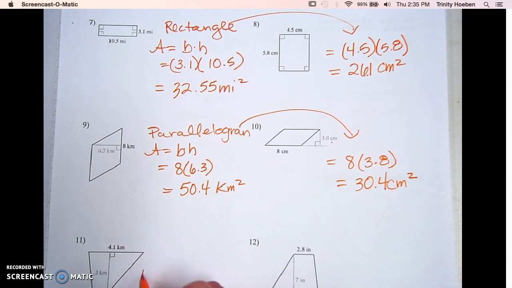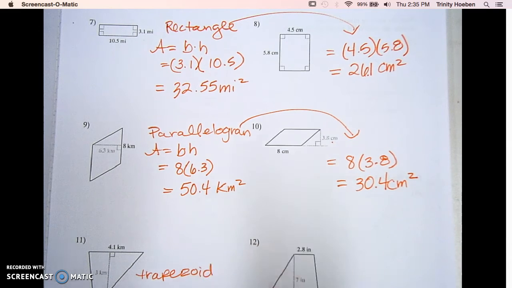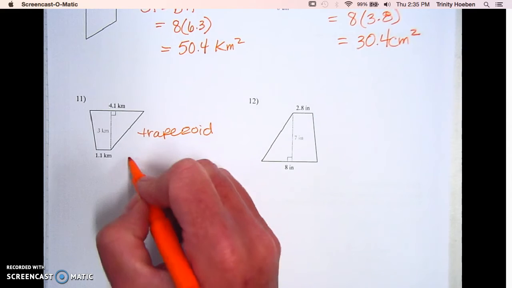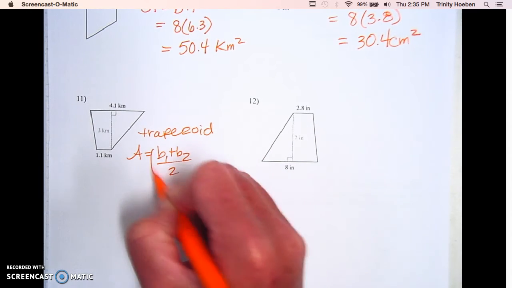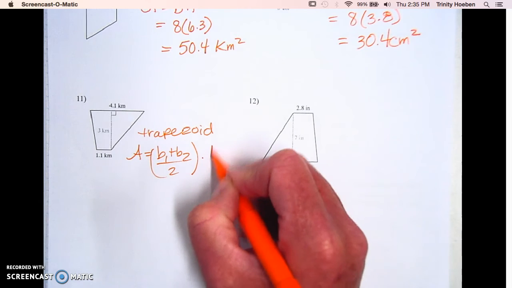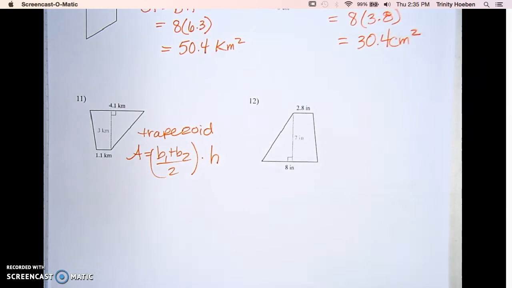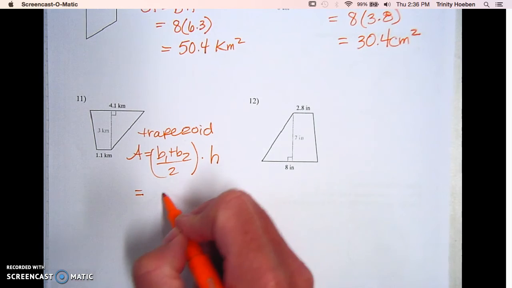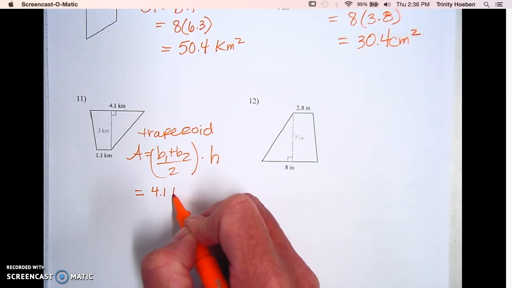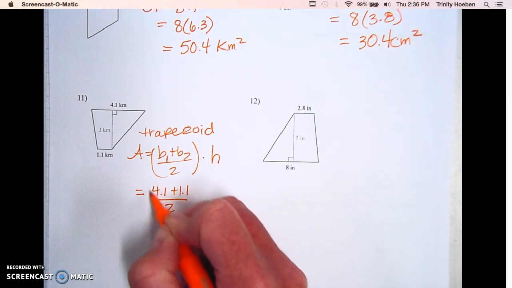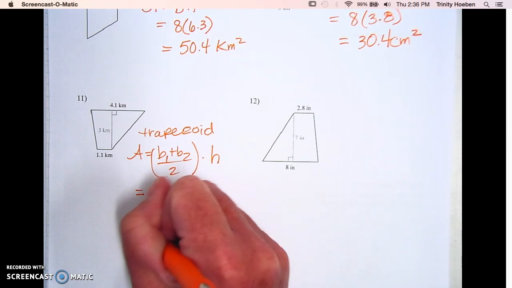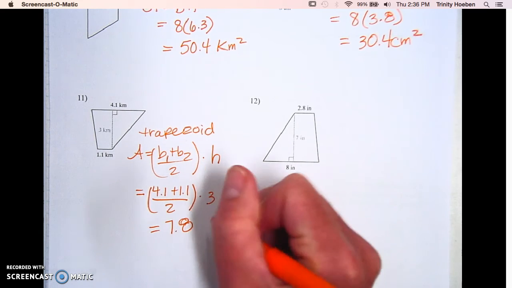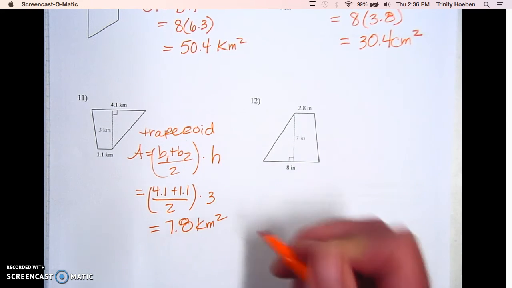Number 11 is a trapezoid. Trapezoids have a slightly different formula. You want to take base 1 and add it to base 2 and divide by 2. That gives you the average of the two bases and then multiply it by the height. So in this case we have base 1 of 4.1, base 2 of 1.1, all over 2 times a height of 3. Punch it in the calculator. I got 7.8, and that one is in kilometers squared.